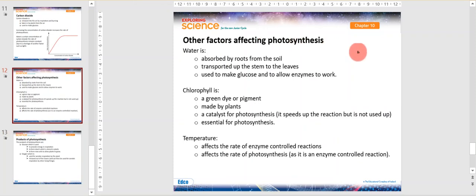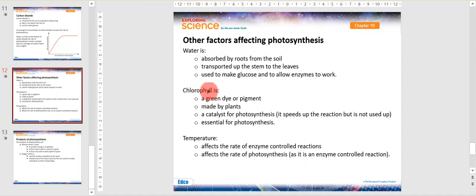So then just some of the other factors that affect photosynthesis. Water. Water is absorbed by the roots from the soil. It's transported up the stem to the leaf and it's used to make glucose and to allow enzymes to work. So this is another factor that will affect photosynthesis. This is why we water our plants, so that plants can photosynthesize and make their own food.